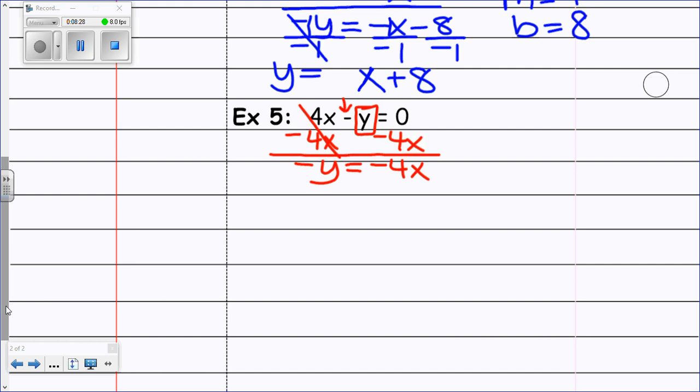And we don't want negative y, we want positive y. So we're going to divide this by negative 1, and we're going to divide this by negative 1. So now we are left with y is equal to 4x, and the y-intercept was 0, so that number was 0, and that's all we have left. So our equation gives us a slope of 4 and a y-intercept of 0.